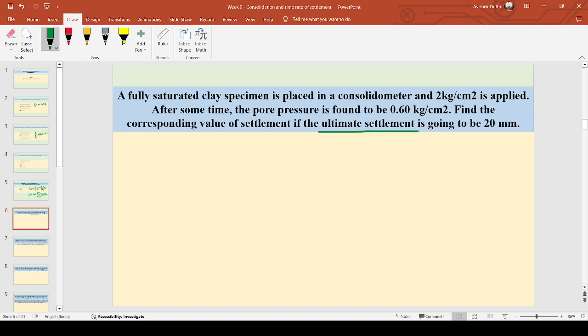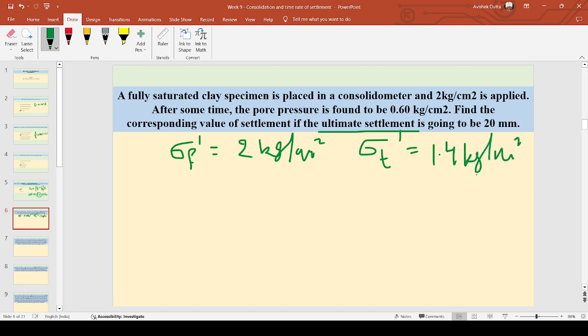The main concept behind this is when the ultimate settlement is happening, what will be the effective pressure? The ultimate effective pressure, sigma f dash, will be equal to 2 kg per centimeter square. Why? Because when entire consolidation has happened, the pore pressure will be reduced to zero. But right now at this time t, the effective pressure is 2 minus 0.6, total pressure minus the pore pressure, that is equal to 1.4 kg per centimeter square.